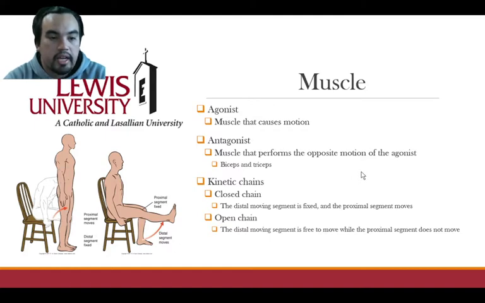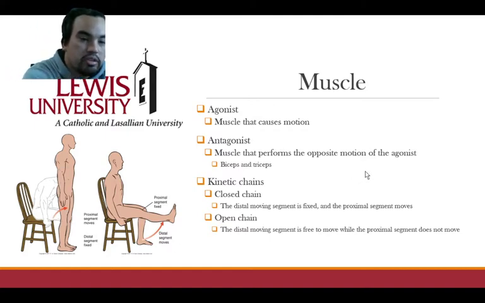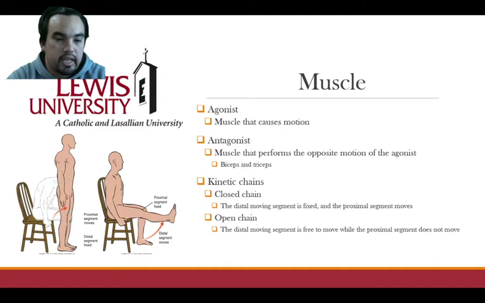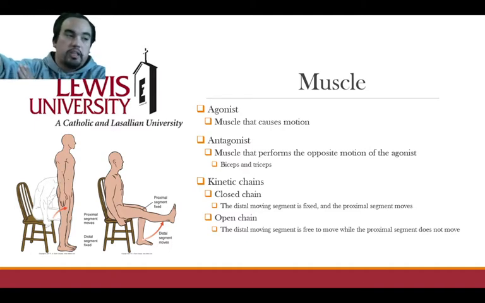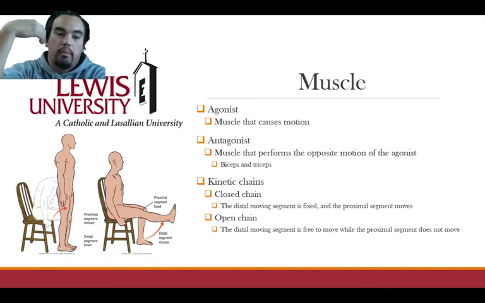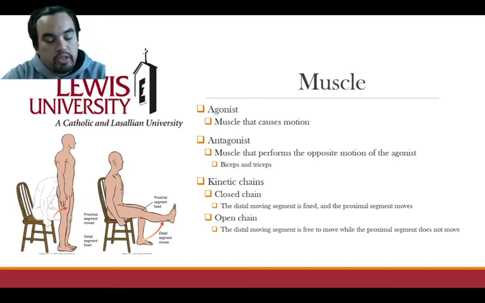Once again, we talk about agonist and antagonist muscles. Agonist muscles are the muscles that cause motion. Antagonist muscles are the muscles that perform the opposite motion. So if this muscle, the bicep, is flexing, that's the agonist, because it's causing the elbow flexion. But the antagonist would be my triceps, that's the muscle that performs the opposite motion, so it's moving against the agonist. Because the triceps causes elbow extension, that would be the antagonist during this motion.